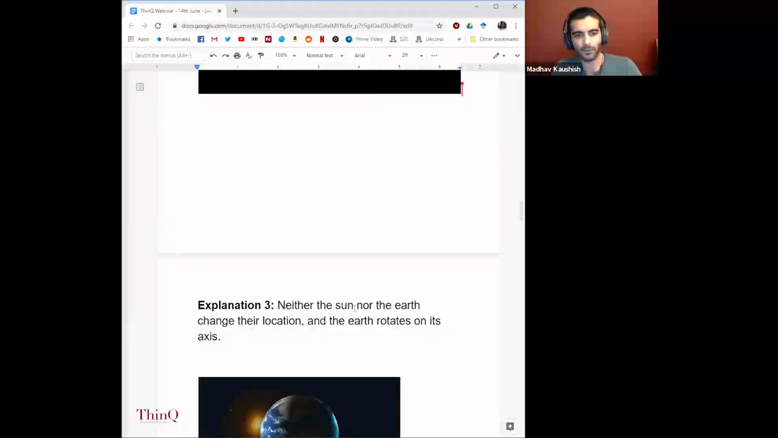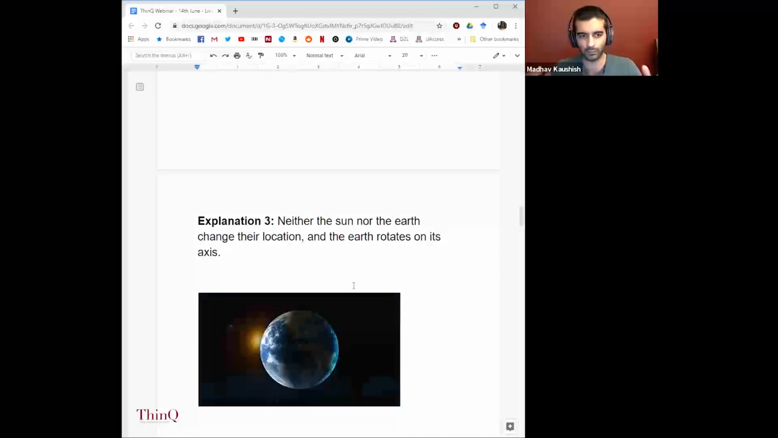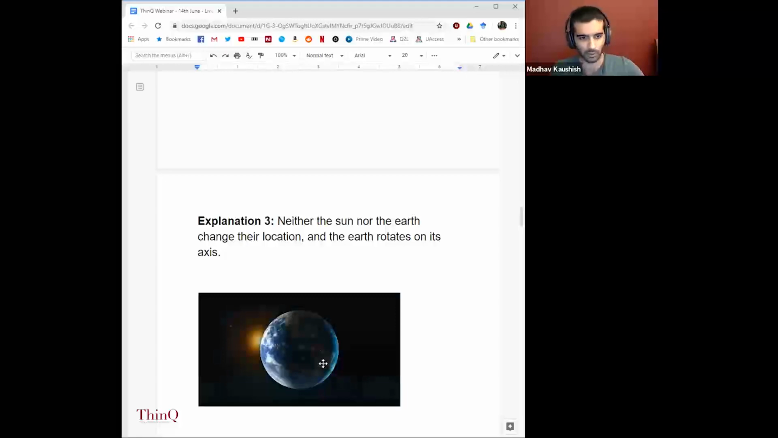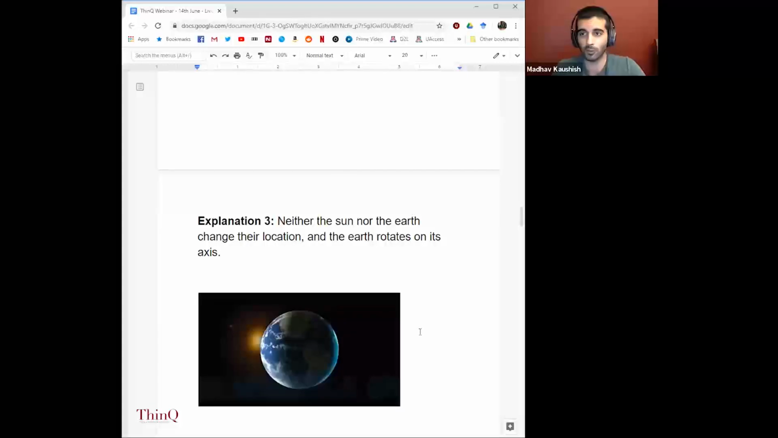And a third explanation is that neither the sun nor the earth changes their location and the earth rotates. Very clearly you can see in this GIF that it's nighttime at the back over here, and it is daytime in the front. This also does a very good job at explaining day and night.